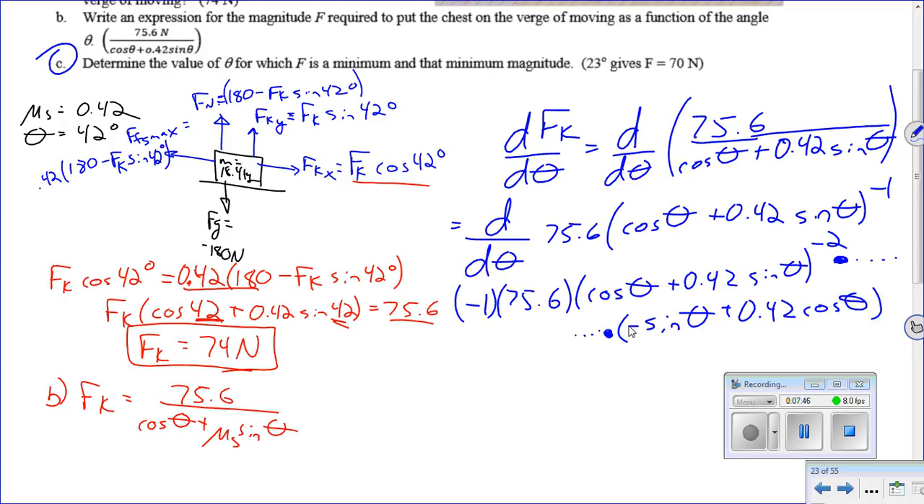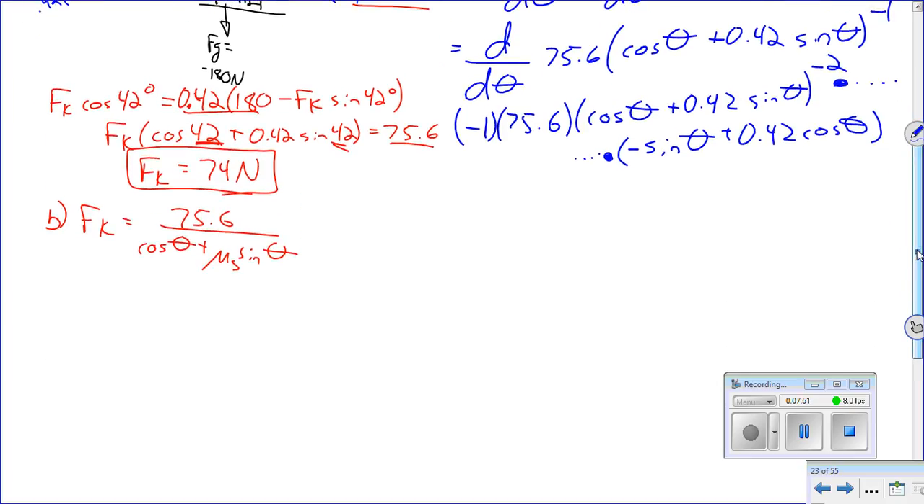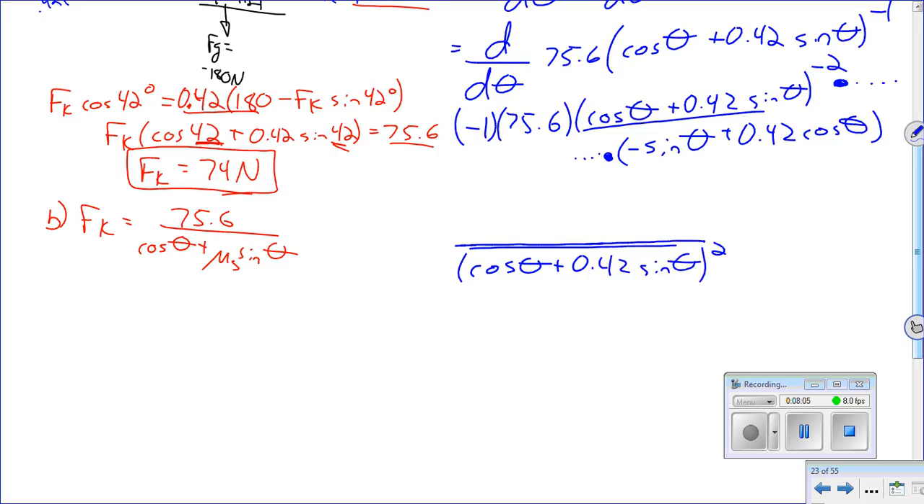So, let's simplify this mess. Sorry, my board work is kind of a mess here. All of this stuff here is on the bottom, so on the bottom we're going to have cosine theta plus 0.42 sine theta, squared. And on the top of the fraction, you've got negative 1 times 75.6 times this mess. So I'm just going to multiply the negative 1 by this. So you get 75.6 times sine of theta minus 0.42 cosine theta. All right, so there's our derivative.